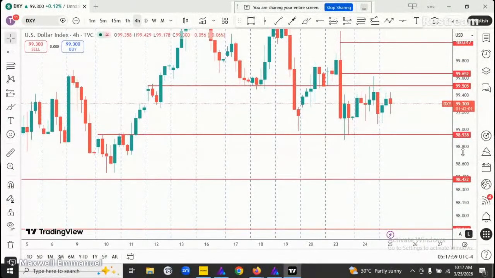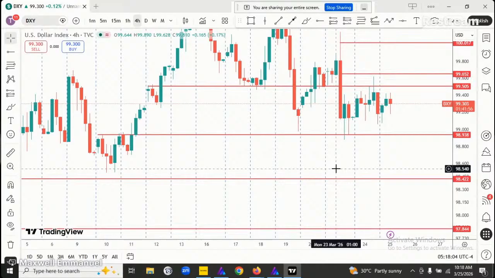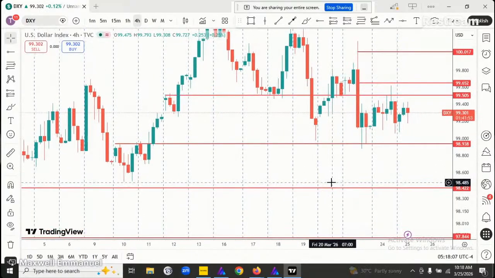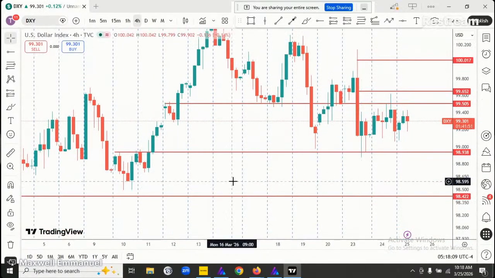I think I made a mistake on the USD dollar index. My expectation on the dollar index, like I said, this week is bullish.